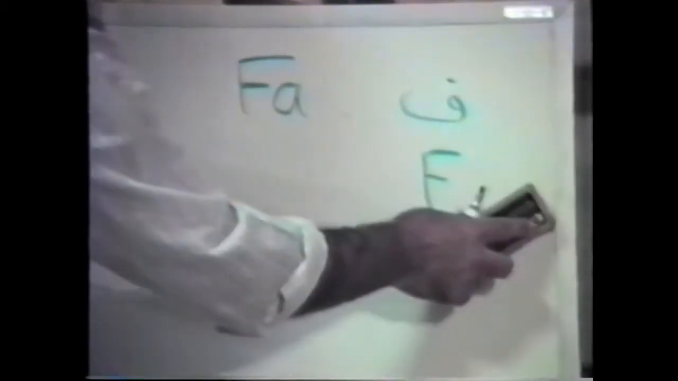The next letter is Fa. Looks like this. The dot is very important. And of course it's equivalent to the English F. The next letter is Qaf. Another difficult one. It is represented by the English Q. Qa. It's a heavy K. Again from the throat. A heavy K. The name of the letter is Qaf.